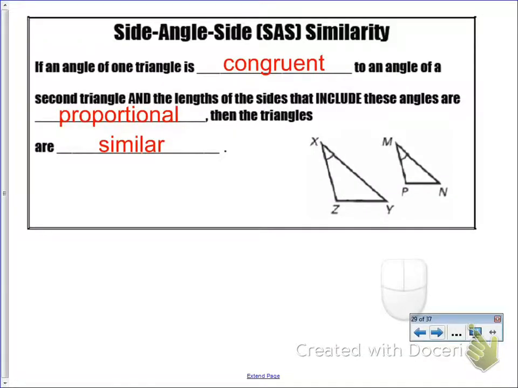Our next way to prove two triangles are similar is going to be side angle side. It's similar to congruency, where the angle has to be congruent. So we're talking about one angle and two pairs of sides. This reads that if an angle of one triangle is congruent to an angle of a second triangle, and the lengths of the sides that include these angles are proportional, then the triangles are similar. So in this case, angle X and angle M are my angles, and my two sides, if I take XZ and MP, that means the ratio of XZ to MP needs to equal the ratio of XY to MN.